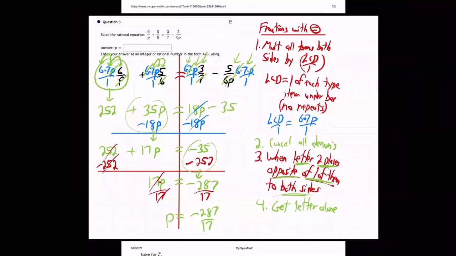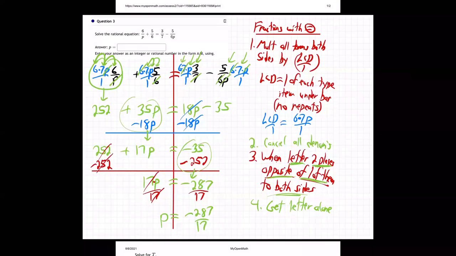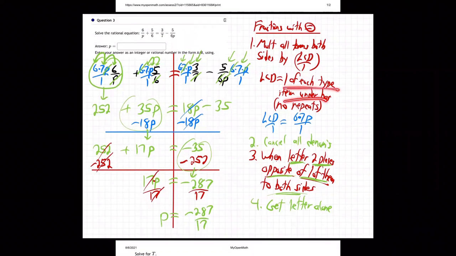So let's recap. What did we do on this one? From the beginning, we had fractions with an equal sign, which means you have to multiply through by the LCD over 1. The LCD is one of every type of item under the bar, no repeats. So I multiplied by 6, 7, and p over 1. And we canceled all denominators and multiplied whatever was left over. Cancel, multiply leftovers, cancel, multiply leftovers. Then we noticed this was much nicer, with no more fractions because we canceled all denominators.